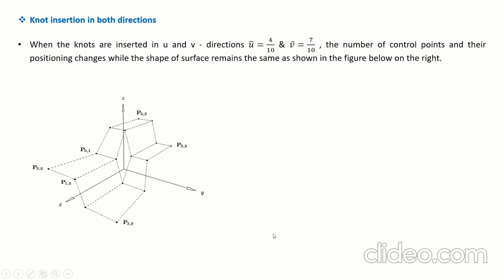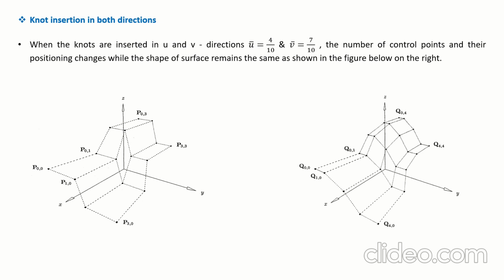Now if we see knot insertion in both directions, as we can see here, initially it was P3,0, P0,3 and P3,3. When knot insertion is done in both the directions, it changes to Q0,4, Q4,0, Q4,4 and Q0,4, with the control net being much smoother than the initial draft of the control net. And we can also see there are many more control points, meaning we can move each control point to the desired position without affecting the whole of the fabric of this control net.